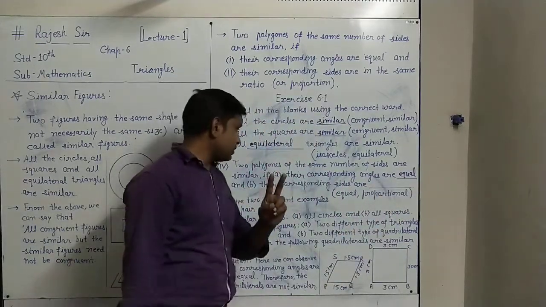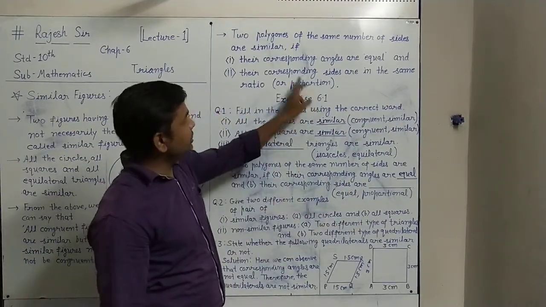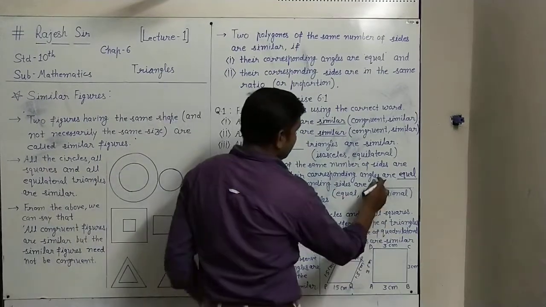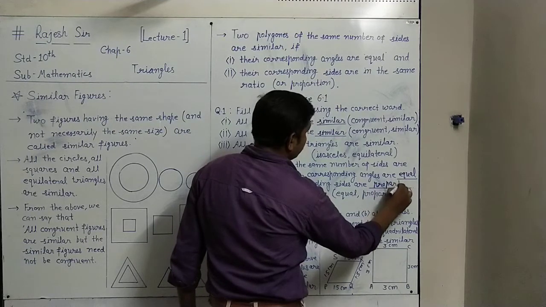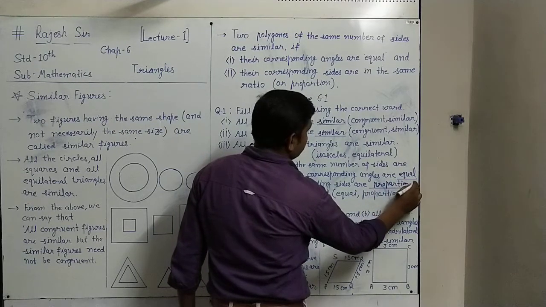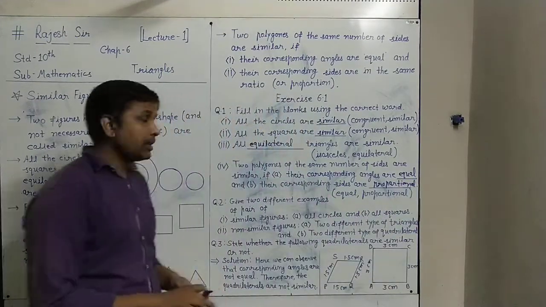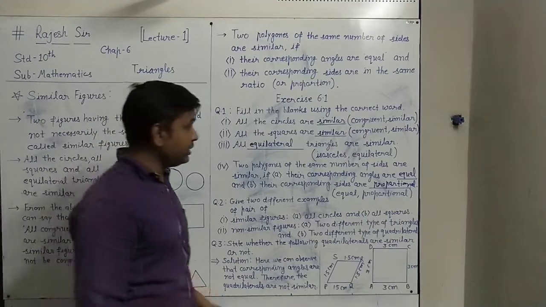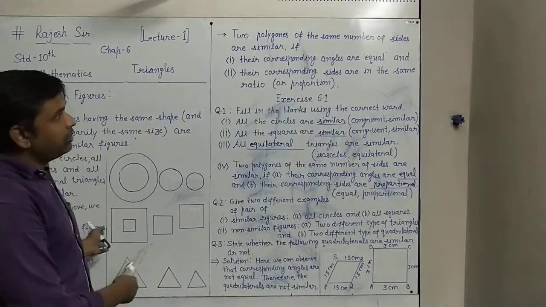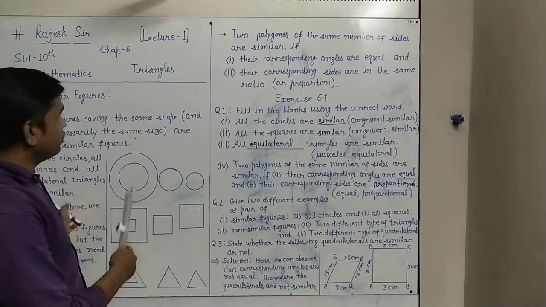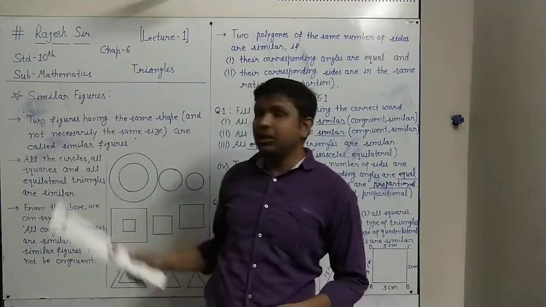And B, what is the next condition for the sides? Their corresponding sides are in proportion. This second word will come in the second blank. Proportion means in the same ratio. Right? So this way we have seen the blanks and understood them, based on the definition and examples of similar figures we saw before.